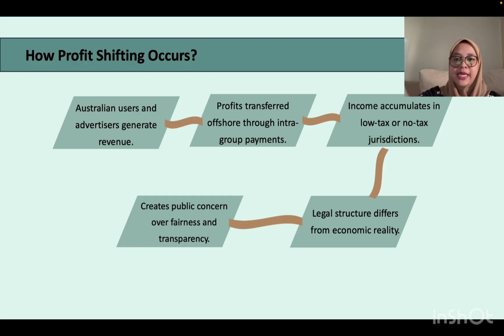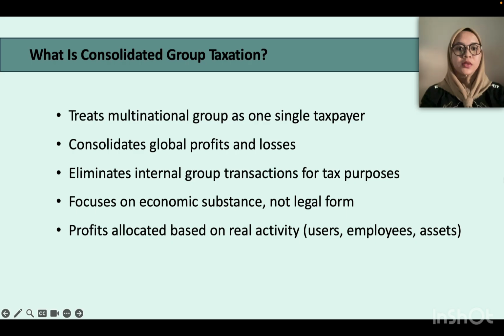This creates a gap between legal structures and economic reality. Profits are recorded overseas, while customers, workers, and value creation remain in Australia. As a result, profit shifting raises public concerns about fairness and transparency, especially when large corporations pay minimal tax despite strong local earnings. So, what is consolidated group taxation?